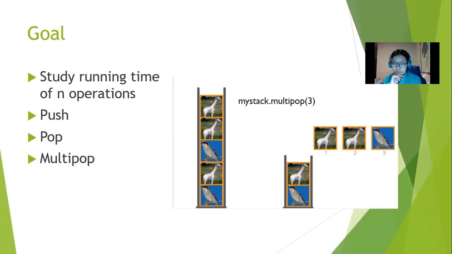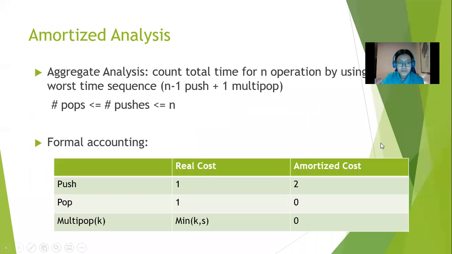We want to study the running time of n operations, including push, pop, and multi-pop. We all know about push and pop, but for multi-pop, you can pop k elements, the top k elements from the stack. In this case, you can see it's 3, so it's 1, 2, 3, 1, 2, 3 here. This type of analysis is called amortized analysis.